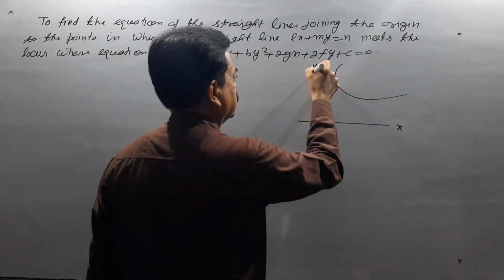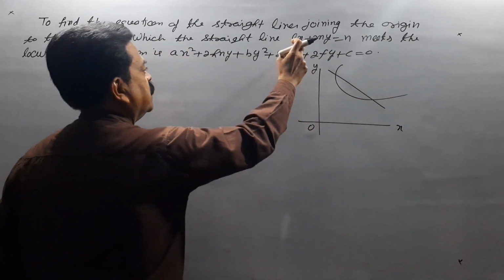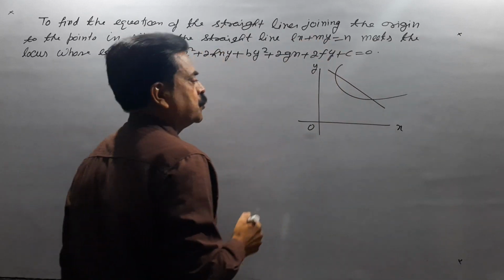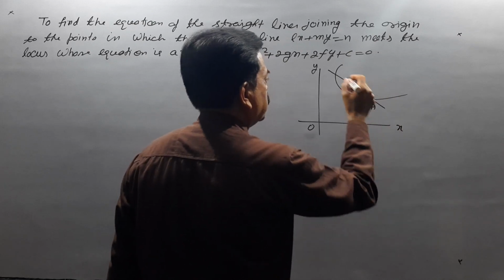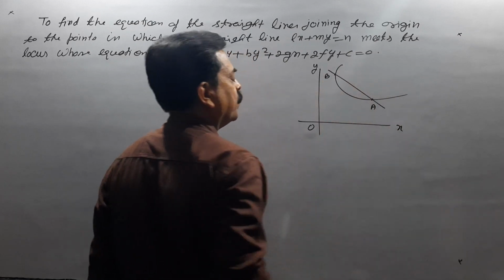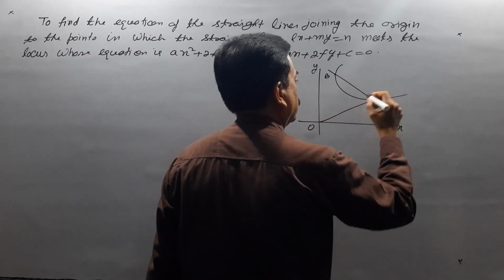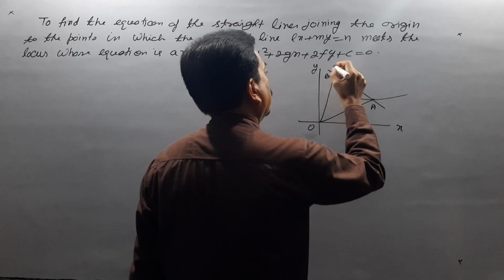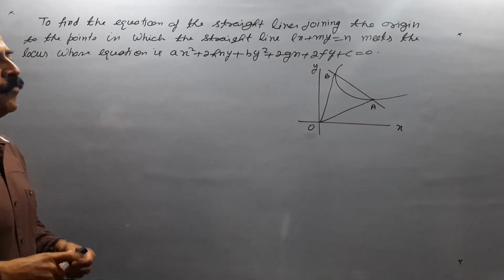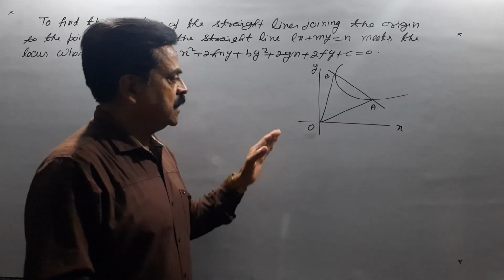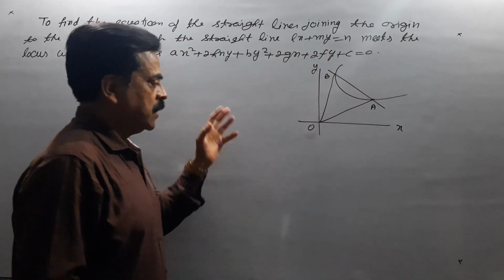Axis of x, axis of y, origin, and a line whose equation is Lx plus my plus n equals to 0 intersect this curve at two points A and B. Join these two points of intersection to the origin, OA and OB. So according to this language, we have to find the pair of straight lines OA and OB. Both are passing through the origin.